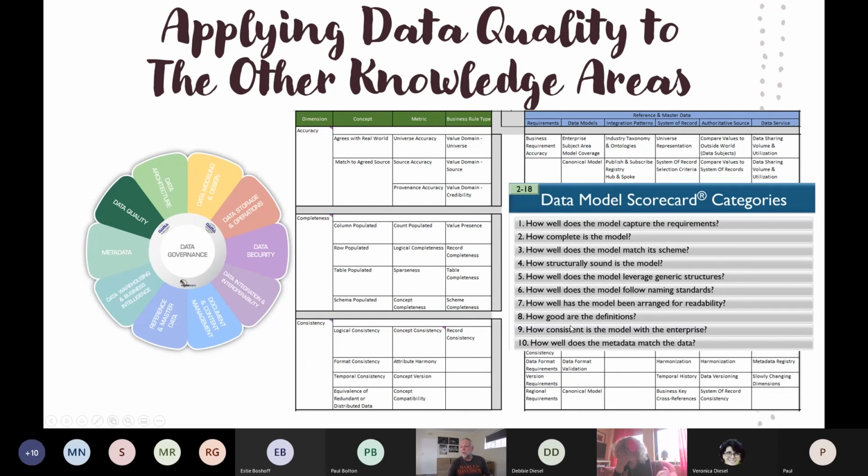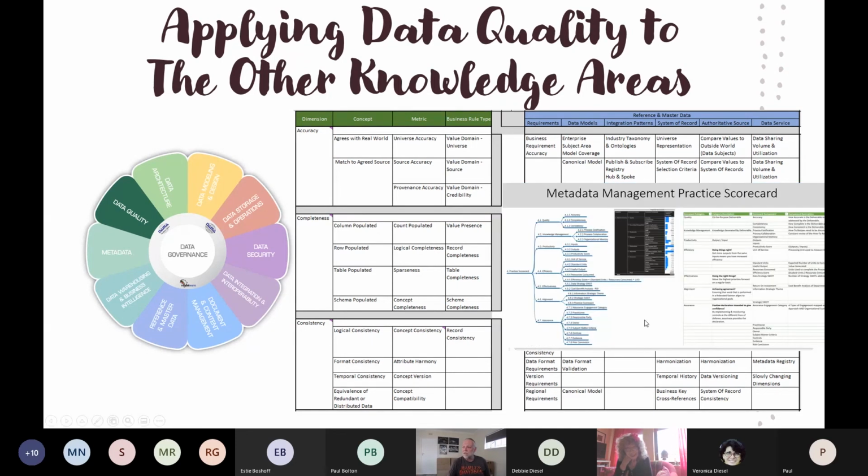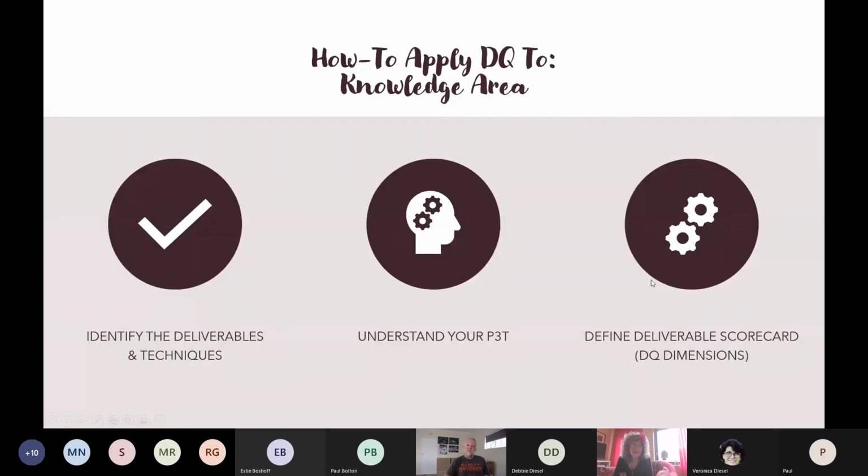How consistent is the model? Well, I've got a DQ dimension there as well. How well does the metadata match the data? What is the understandability? So it's like, my goodness, I can take DQ and apply it to any deliverable. And you know what? It's actually not so weird, because I then did a metadata management scorecard, and one of the things is quality within my metadata. And I have to understand what are the dimensions, how accurate is my metadata in explaining my data set, or has it gone out of date?